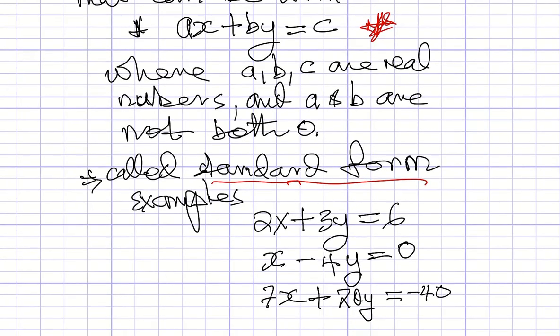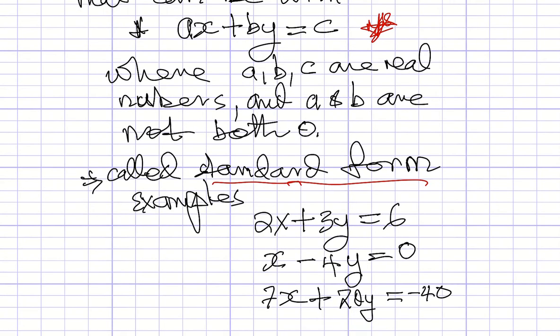You can see examples like this: 2x plus 3y equals 6, x minus 4y equals 0, 7x plus 20y equals minus 40. These are in standard form, right?